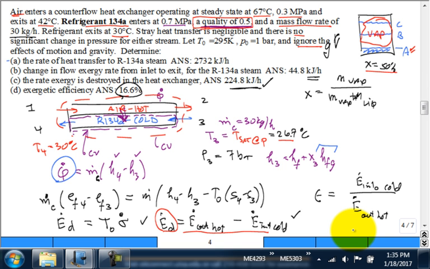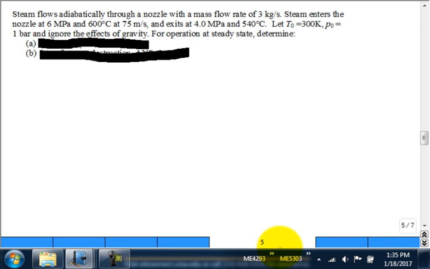In the interest of time, I want to try to get to another problem. Is that fine? You got it? Let's move on. Steam flows adiabatically through a nozzle. Are you familiar with a nozzle? What's the shape of a nozzle that you solved in Thermo 1?